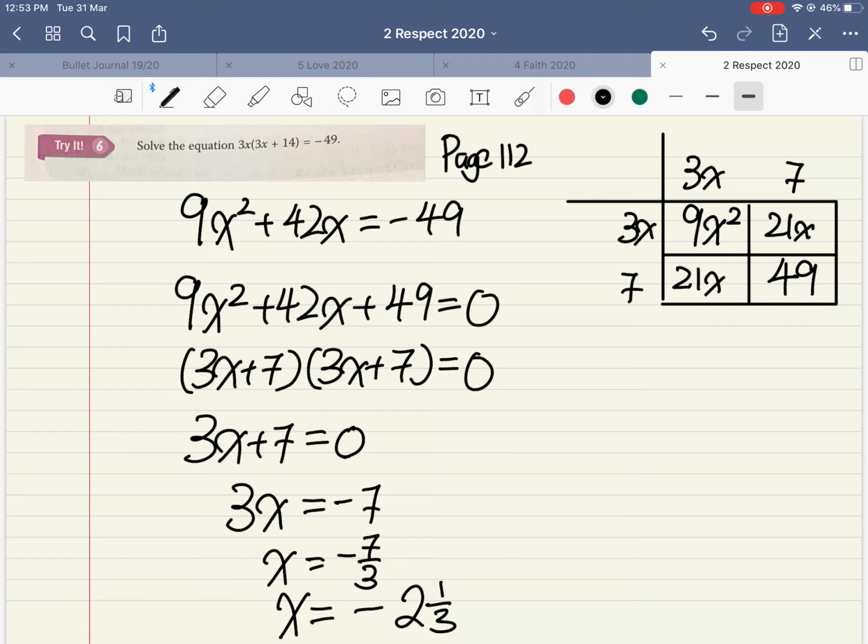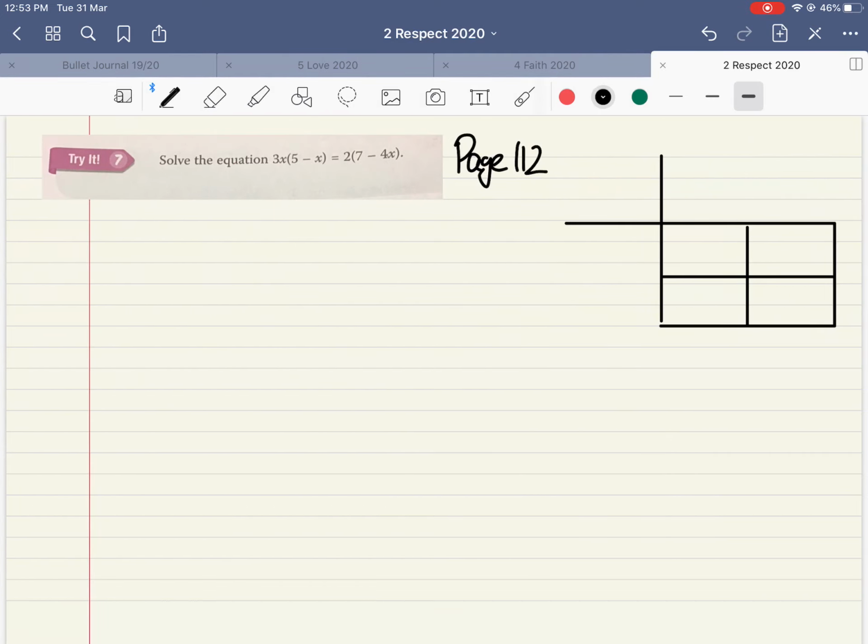We shall now proceed to the next question, which is Try It 7 on page 112. You may like to take a few moments now to pause the video and attempt to solve this question by yourself. I believe if you have understood the previous two examples, you have gathered enough skills to solve this question. So do pause the video and give it a shot, and I will explain it to you in a few moments.